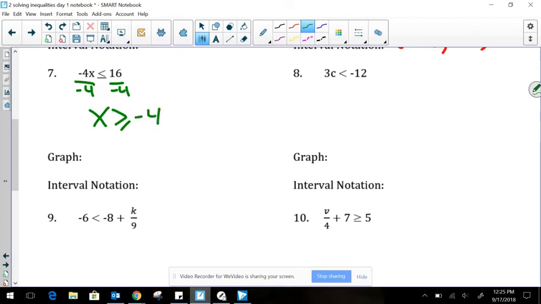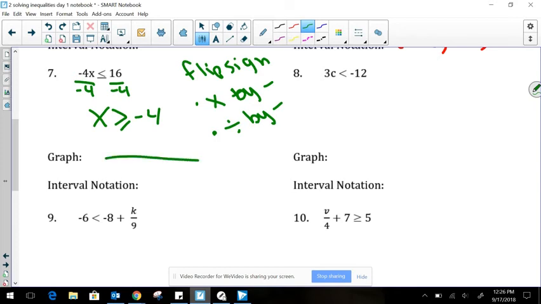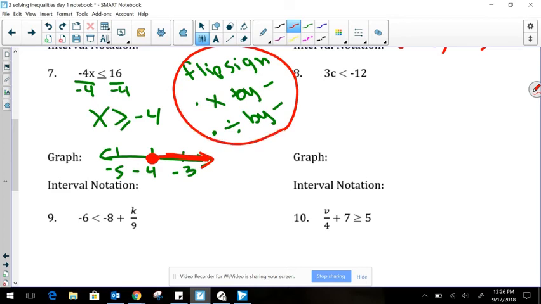Let me write this down. Flip your sign when you multiply by a negative or divide by a negative. Always, because when you multiply or divide by a negative, it screws everything up. So we have to flip our signs so our answers are correct. So then I have negative 4, negative 3, and negative 5. A closed circle, and the arrow's pointing towards the right. So shade that in. Okay, so this is very important. That's probably the hardest part of today.